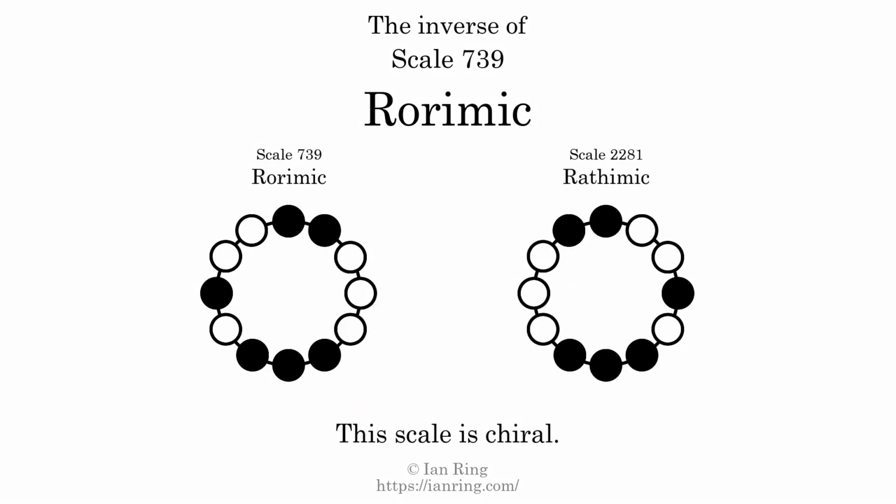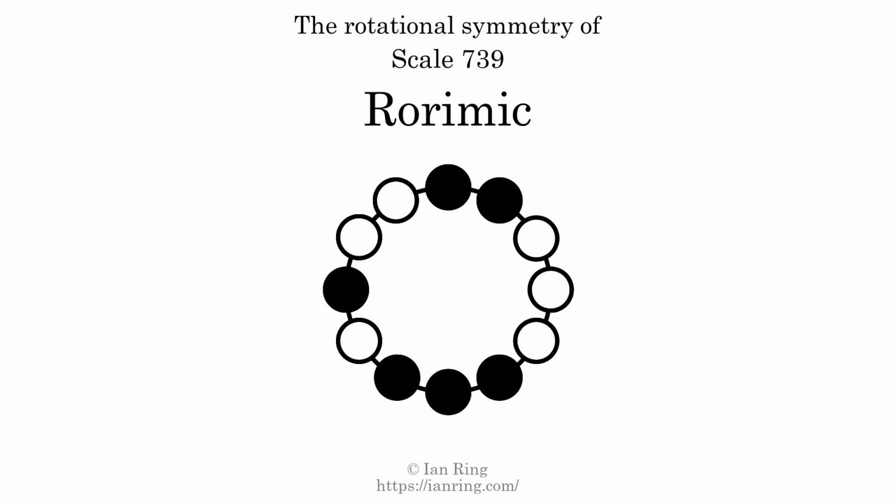The inverse of a scale is a mirror image. It is what you get when the sequence of intervals is reversed. The inverse of this scale is scale 2281, also known as Frithemic. This scale is chiral. It cannot transform into its inverse by rotational transformation. This scale has no rotational symmetry.